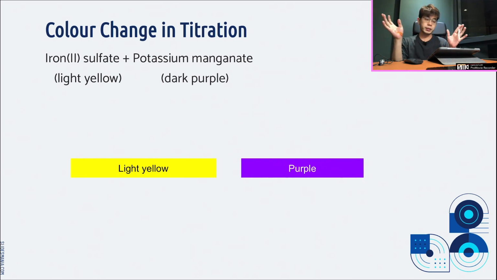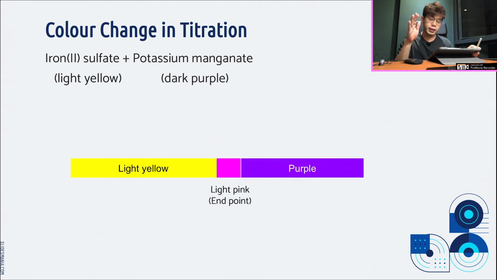Alright, so you must understand this. Before the end point it's yellow, if I exceed, it's purple, and the end point will be the color that's the mixture between the light yellow and the purple, which would be the light pink, and that is the end point.